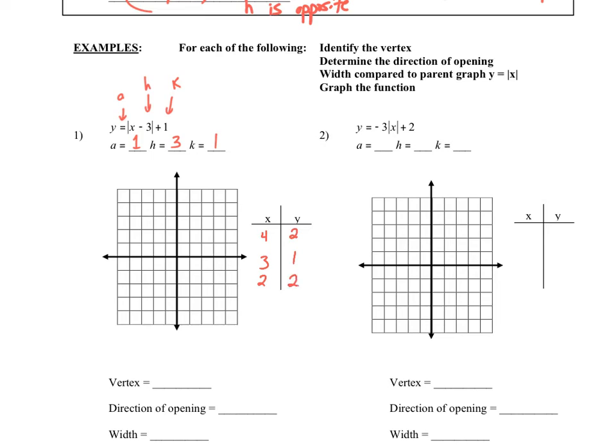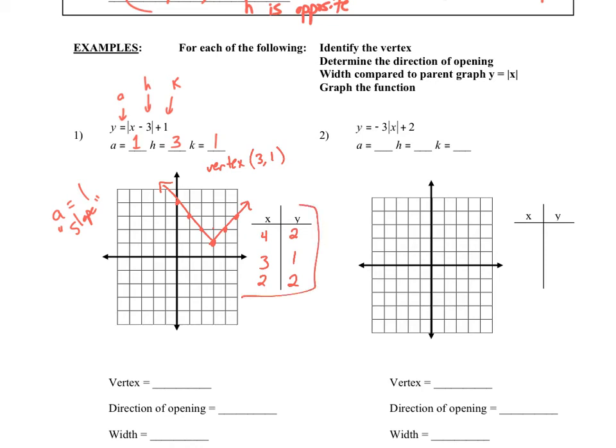You can plug them in, or we can graph the vertex. So the vertex for this is 3, 1. It's at HK. So if we graph the vertex, it's at 3, 1. A is like slope. So the slope is +1. That means from this point, you go up 1 to the right 1, up 1 to the right 1. And that's going to be half of your V. So if half of your V goes up to the right, the other half will go up and to the left. So we could graph it like that.